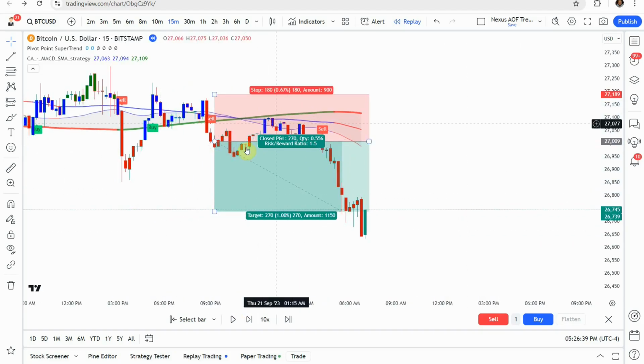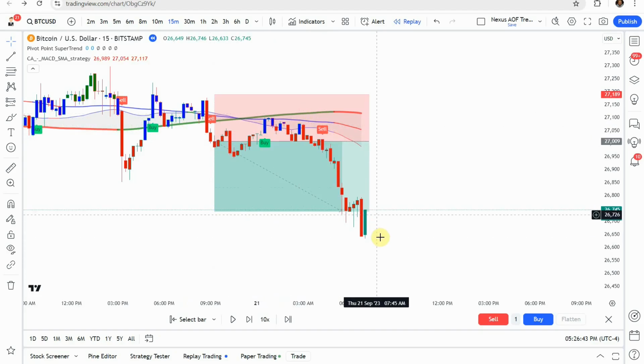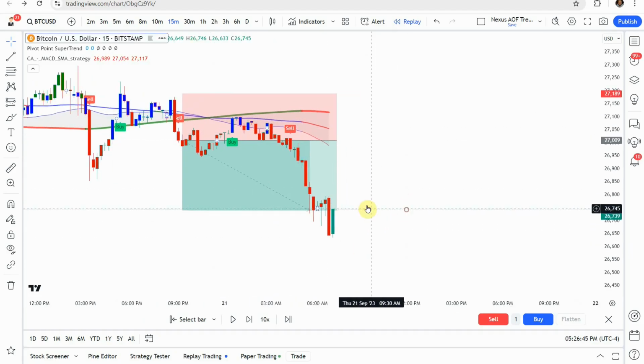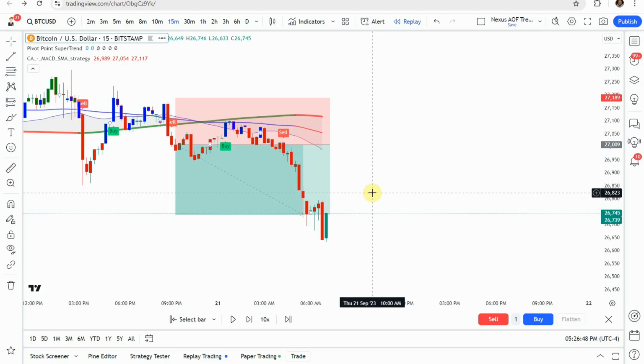Alright, so once again, we just kind of run into consolidation. Price just kind of bounces around here for a while, then makes this nice push to the downside, getting us to our take profit once again. Alright, so that puts us at the end of the testing right there.